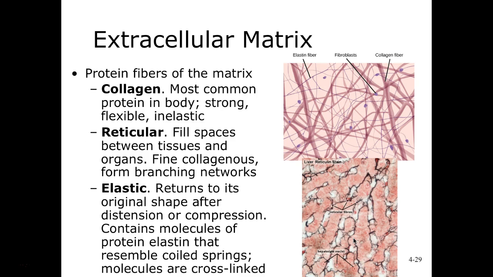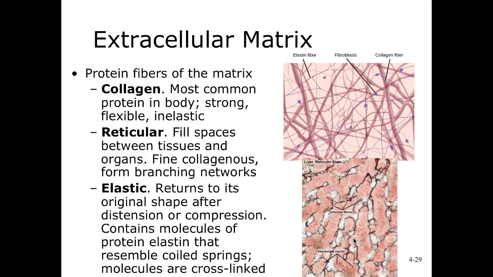Let's move into our extracellular matrix. So this is kind of the background of our connective tissue. This is our matrix, and our extracellular matrix is made up of 3 different components. We have our protein fibers, which is what we're going to talk about on this slide. We have ground substance, and we have fluid. So our protein fibers are going to be collagen, reticular, and elastic.